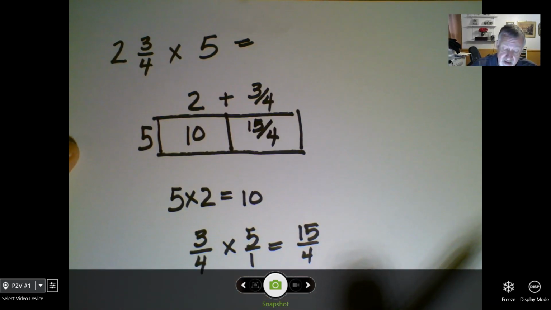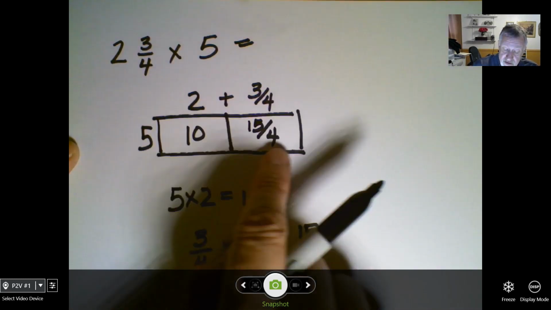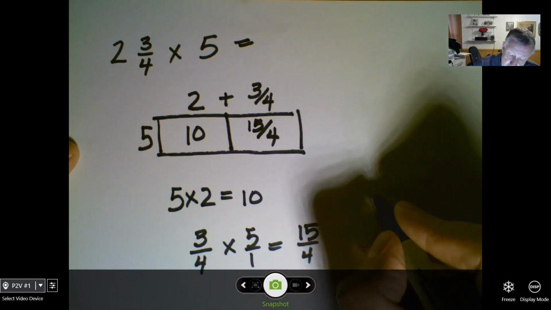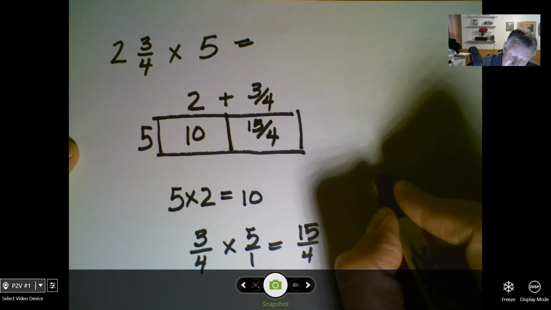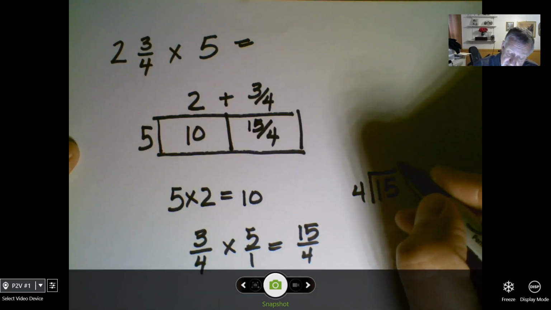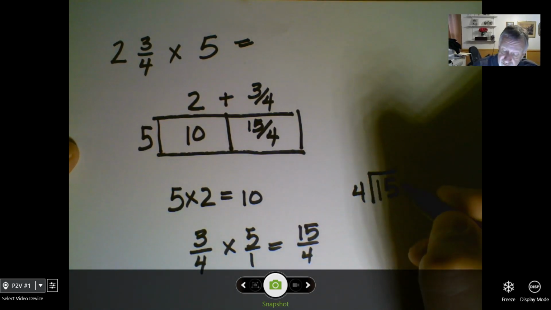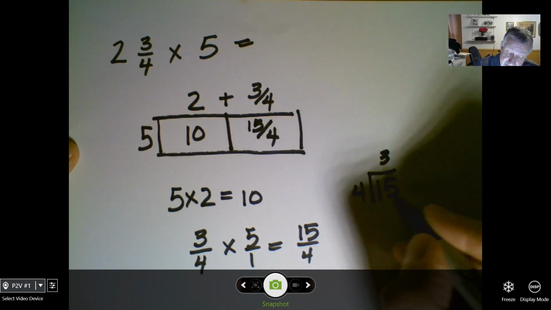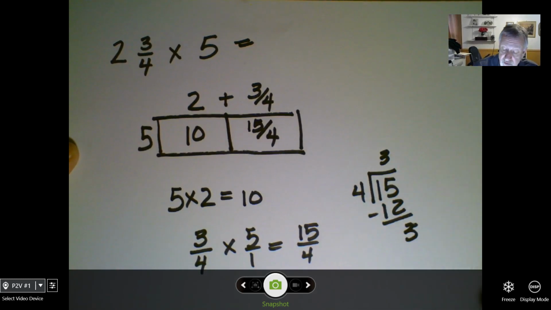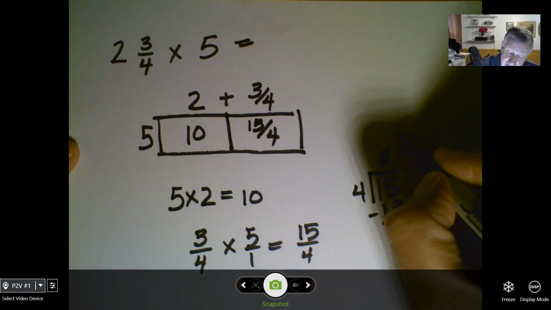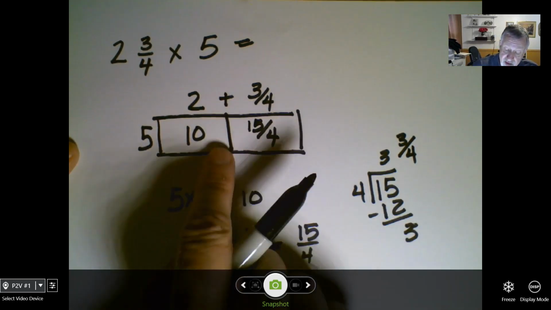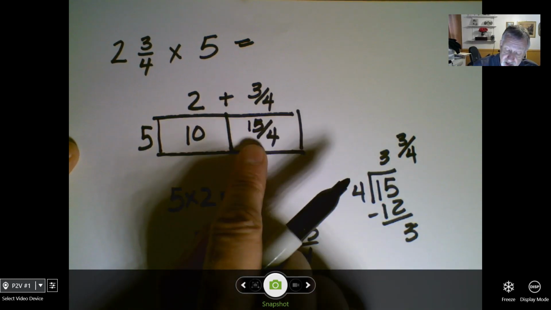Now if I can add these two together, that will give me the total area of 2 3/4 by 5. Okay, now before I do that, I'm going to need to alter this one a little bit because I have an improper fraction. So I'm going to take my 15/4, divide 15 by 4. Okay, so 4 goes into 15 3 times. 3 times 4 is 12. I subtract. I have 3 left over. So I report that as a fraction, my remainder over my divisor. And I get this answer being 3 3/4.